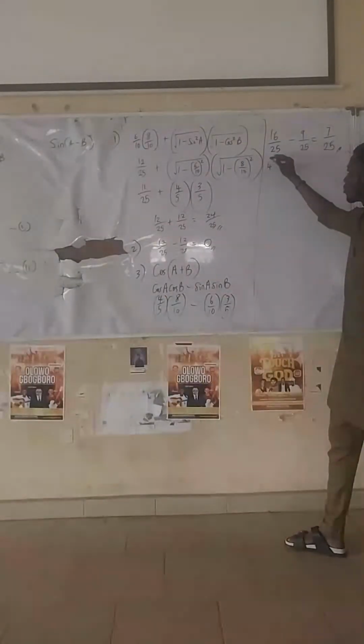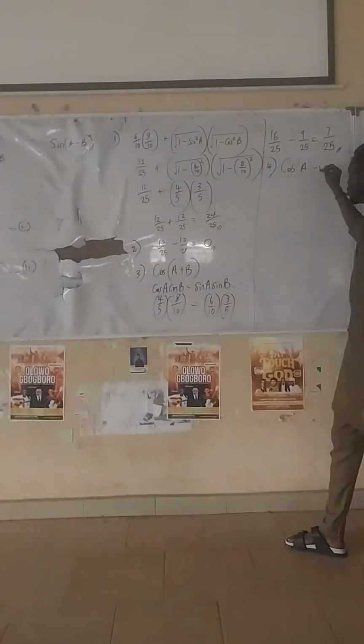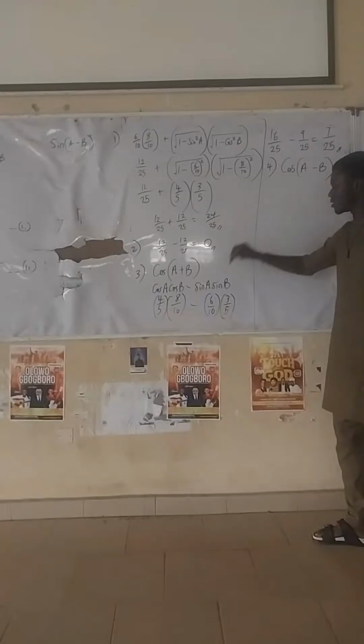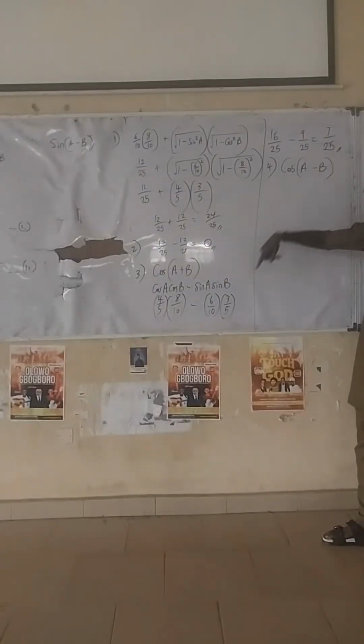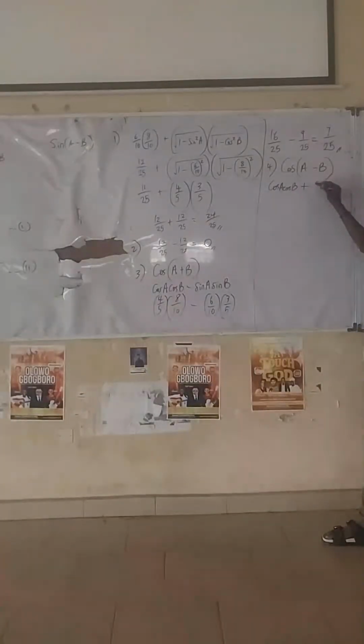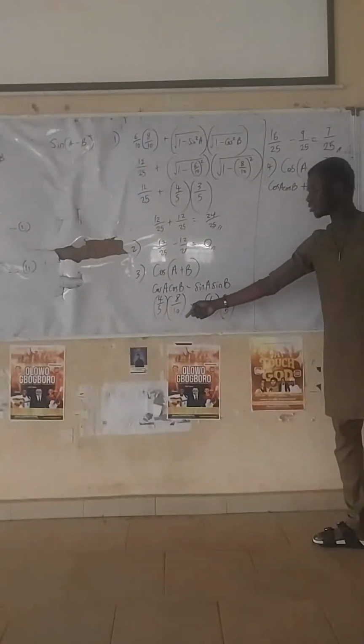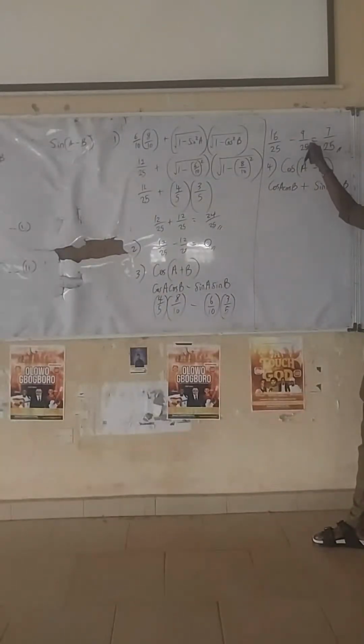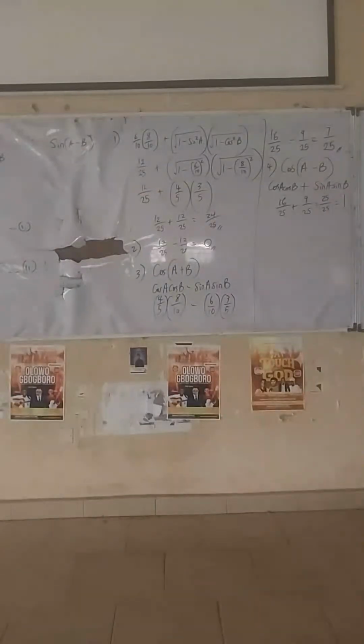Then number 4 is cos A minus B. The only thing that will change here is the sign. Instead of minus here, it's now the plus. So that's cos A cos B plus sin A sin B, which is almost the same thing as this. Meaning this one plus this one now. That's 16/25 plus 9/25. That's 25/25, which is 1. Let me give it time to write. Any questions on these ones? 1, 2 first.